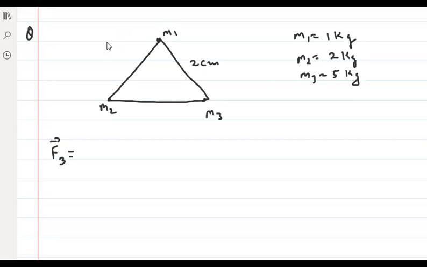Now this is more of a vector problem. This chapter will be using vectors a lot. That's why I asked how many of you know vectors?